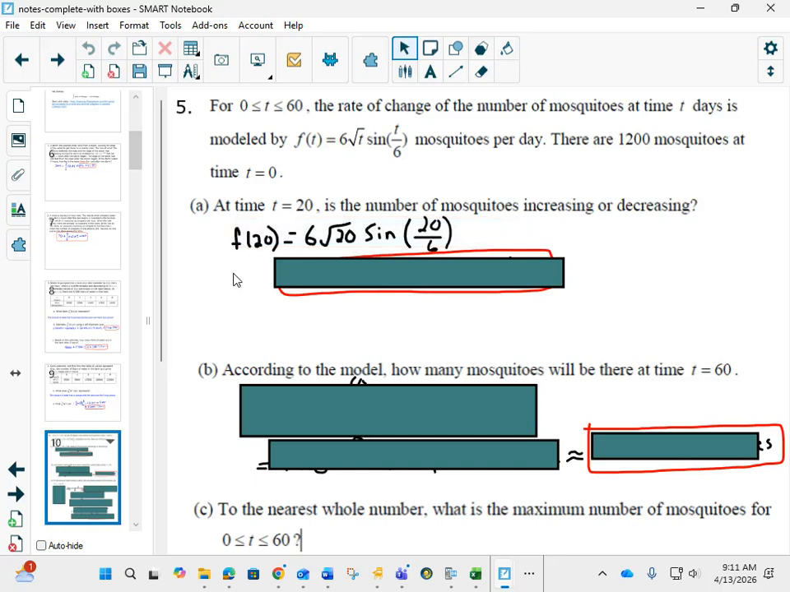So when figuring out if it's increasing or decreasing, you're going to check the rate at 20. Since the function was already a rate of change, we can just plug in 20, and this number happens to be negative. If a rate is negative, this is our graphing unit, we know the original function was decreasing.